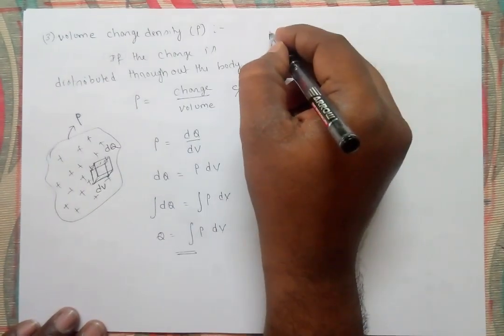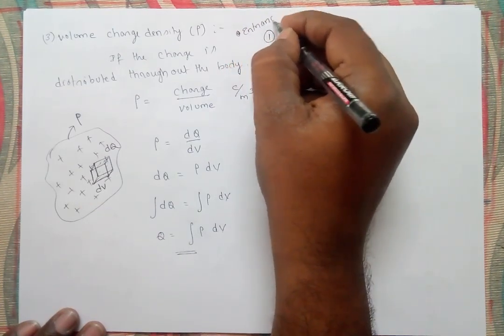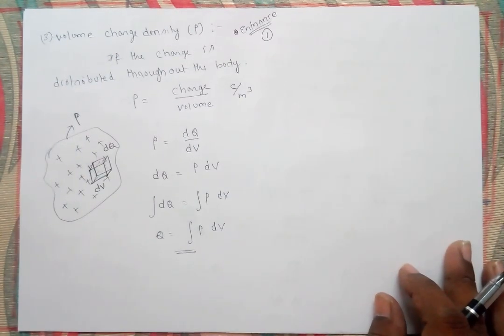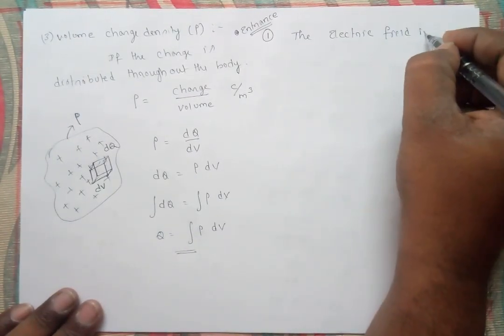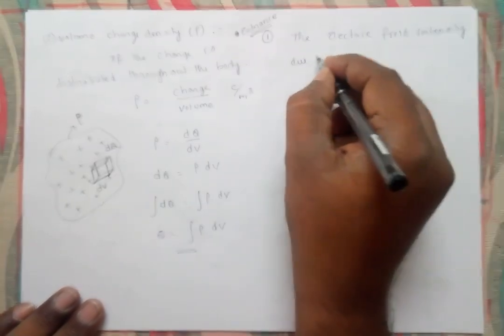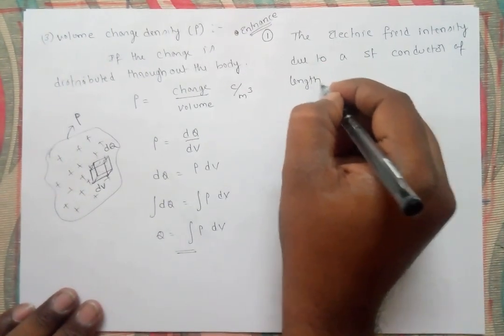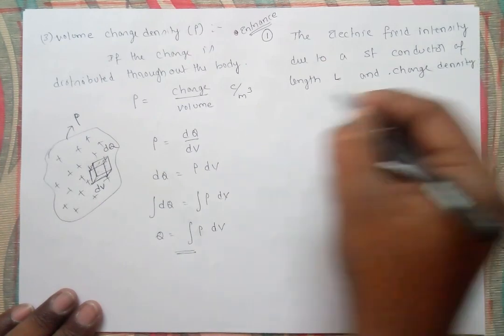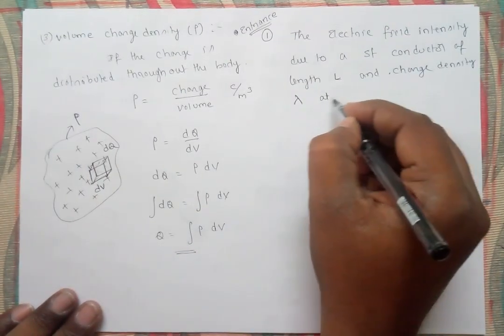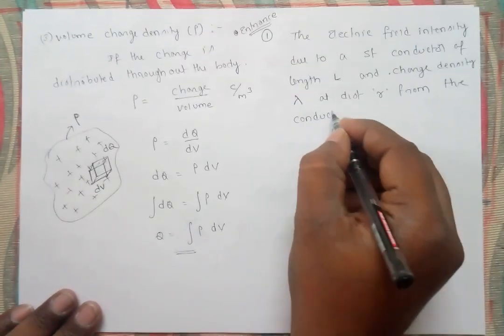This is only for entrance purposes. First one: the electric field intensity due to a straight conductor of length L and charge density lambda at a distance r from the conductor.